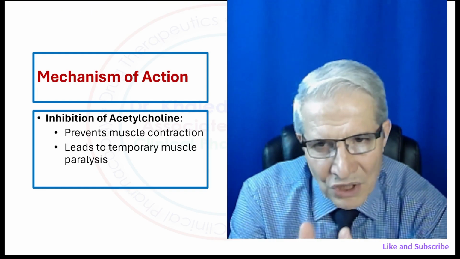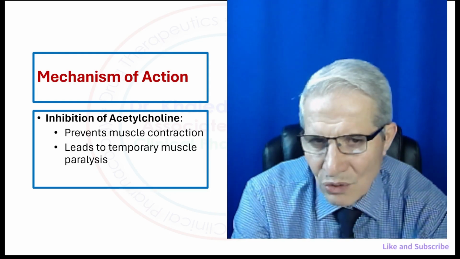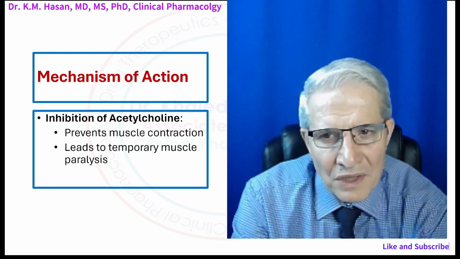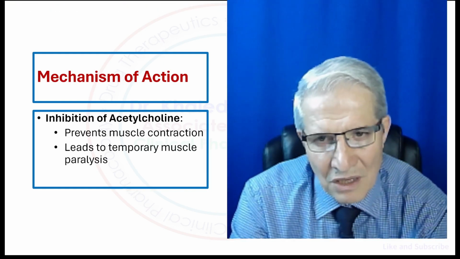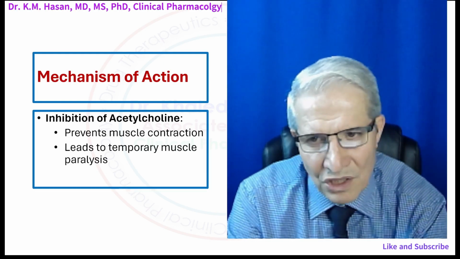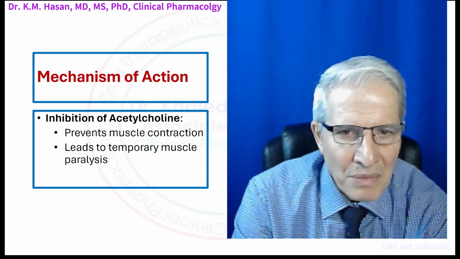So for simplicity, acetylcholine is responsible for skeletal muscle contraction. Our medication here, Botox, prevents the release of acetylcholine. For this reason, it prevents muscle contraction. So acetylcholine causes muscle contraction, and Botox prevents acetylcholine release. Therefore, the result will be muscle relaxation or sometimes paralysis.